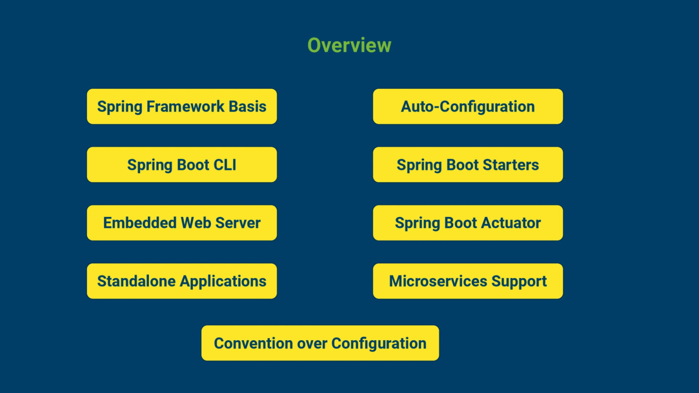In summary, Java Spring Boot streamlines the development of Java applications by providing defaults, conventions, and a set of tools to simplify common tasks. It's widely used for building a variety of applications, from monoliths to microservices, thanks to its flexibility and extensive ecosystem.